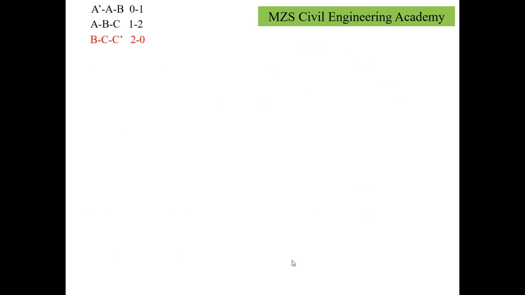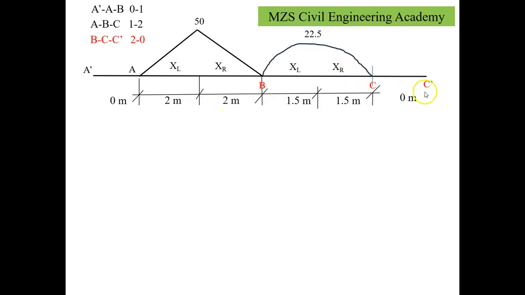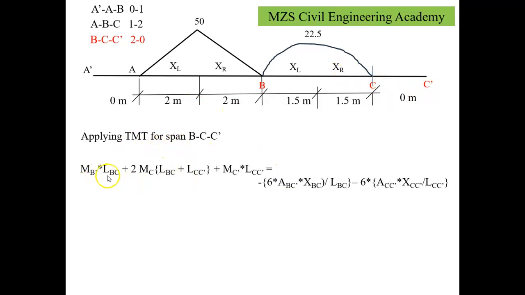Now we'll apply the three moment theorem for the third consideration, that is B, C, C dash. If I apply the three moment equation, I get the relation MB into LBC plus 2MC into (LBC plus LCC dash) plus MC dash into LCC dash, equals minus 6 times the area under BC into XBC divided by LBC, minus 6 times the area under C to C dash into X to C dash divided by LCC dash.